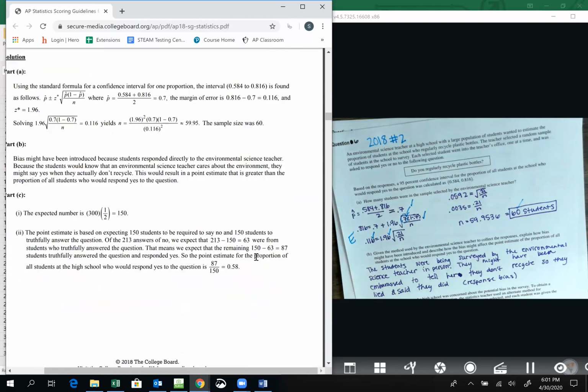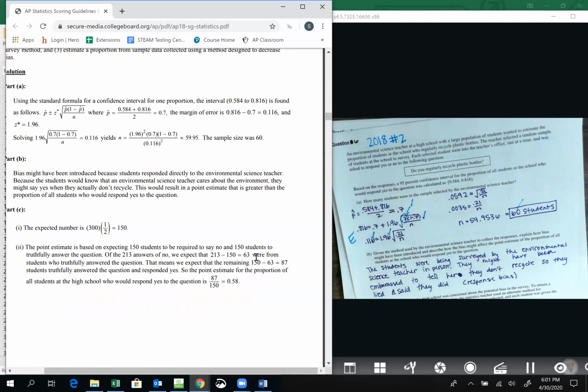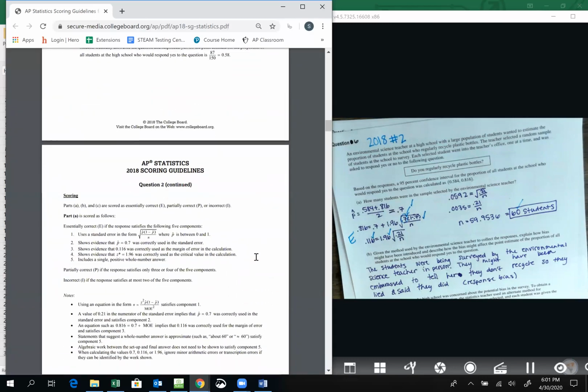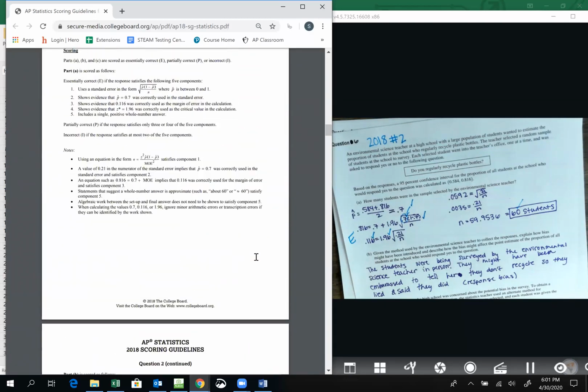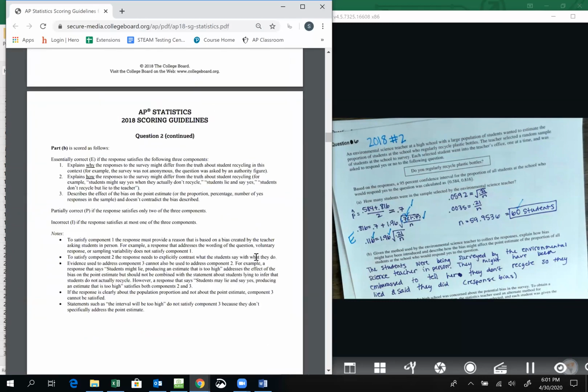They said bias might have been introduced because students responded directly to the environmental science teacher. Because the students would know that the environmental science teacher cares about the environment, they might say yes when they actually don't recycle. This would result in a point estimate that is greater than the proportion of all students who would respond yes. Okay. Both good answers. Let's see what the scoring guideline says.